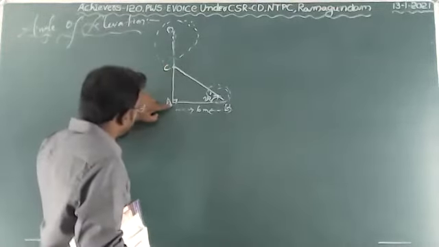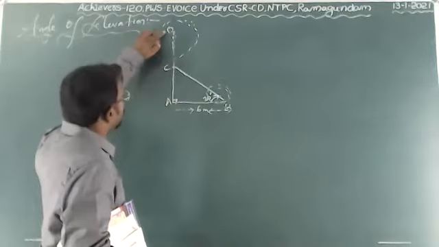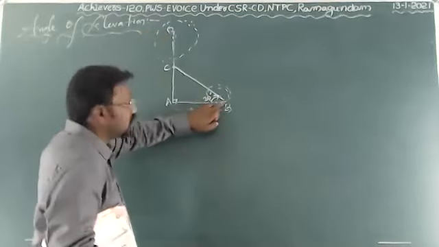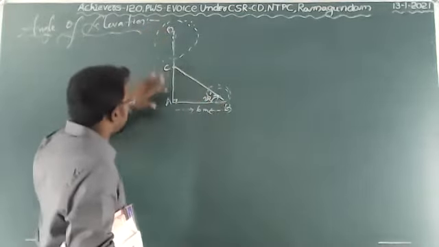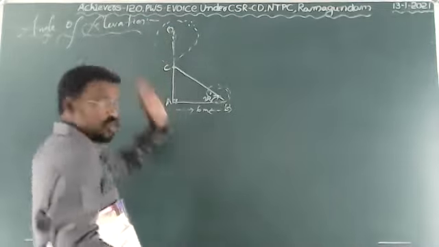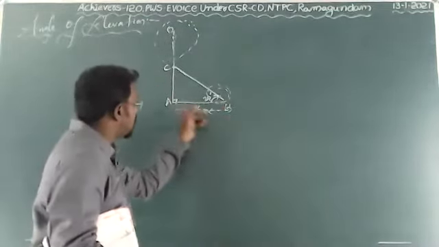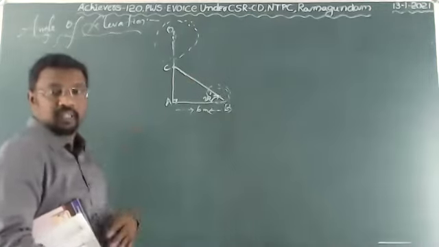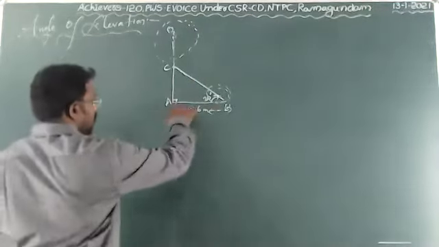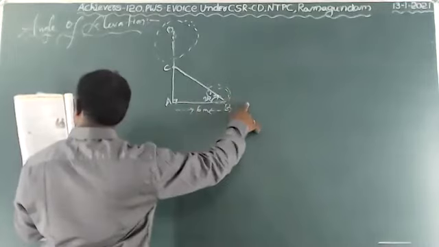The distance between the foot of the tree and the top of the tree with the ground means this side we have to take, not this one. AB is equal to 6 meters. This is the part. AB is equal to 6 meters.